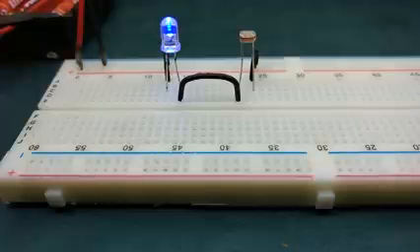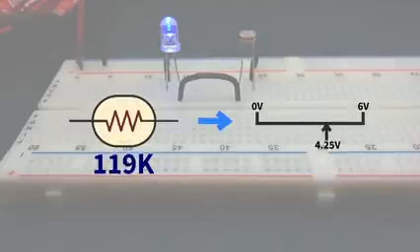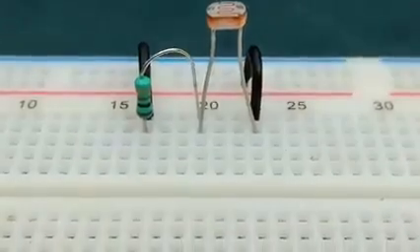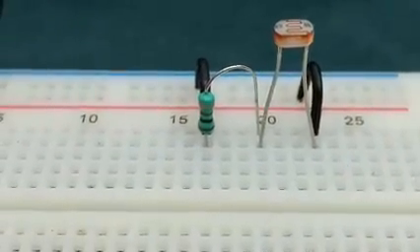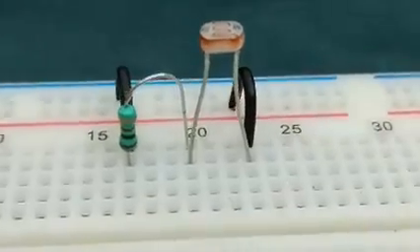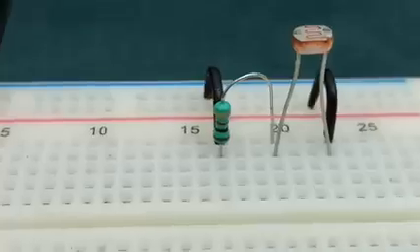The first thing we need to do is convert change in resistance of the LDR to change in voltage. That can be achieved by adding a resistor in series with the LDR, that's a 1 kilo ohm resistor, and connect the other terminal of the LDR to positive rail and the resistor's other terminal to the negative rail.